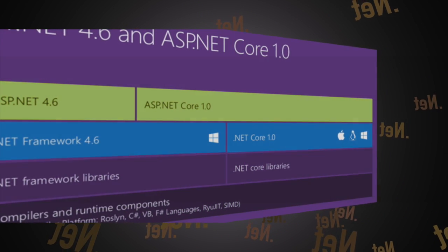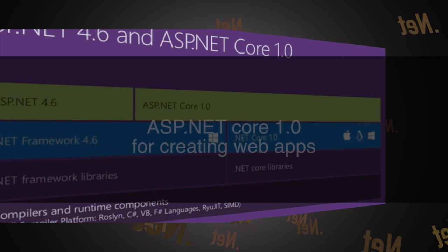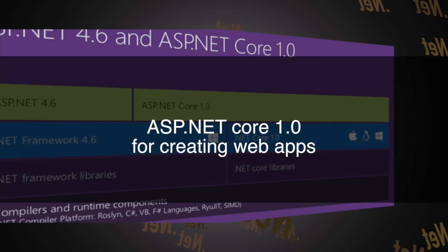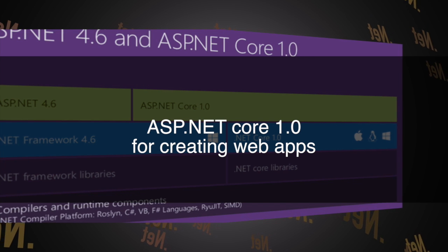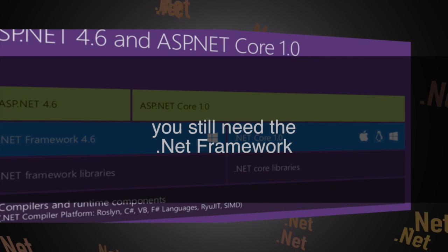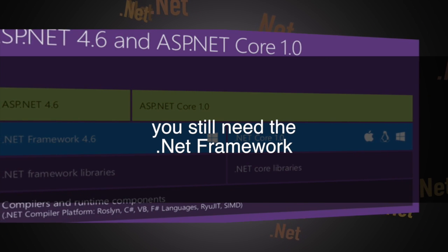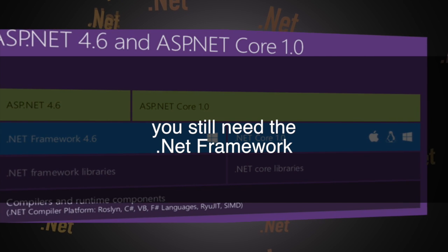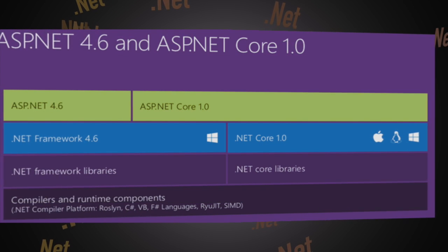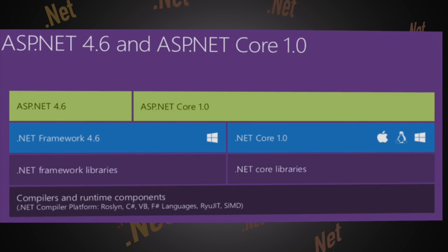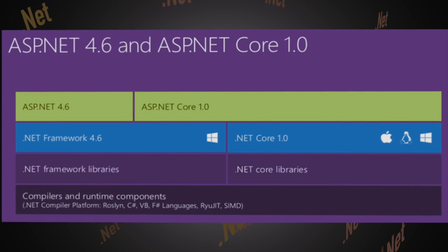ASP.NET Core provides an optimized development framework for web apps that are deployed in the cloud or on-premise. This doesn't mean you can just ditch the .NET and ASP.NET frameworks, as the core offering only contains a limited number of functions from them. .NET and ASP.NET frameworks will continue to be relevant to the existing workloads.